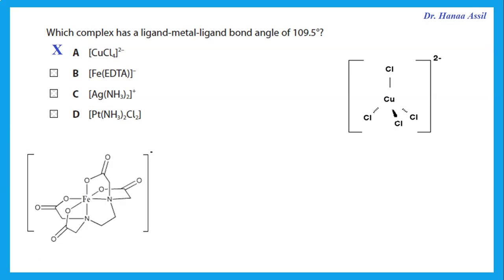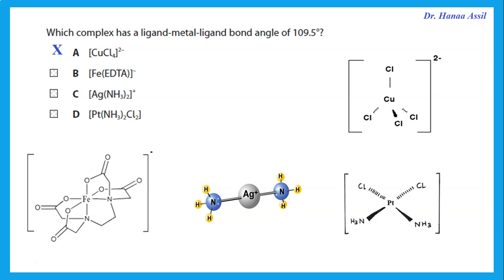What about the EDTA? We said the EDTA is a hexadentate. It forms 6 dative bonds, so this is how they are arranged. So it would be an octahedral structure. The silver with 2 ammonias would be linear. Remember, I need the 2 shared pairs of electrons to be as far away from each other as possible for minimum repulsion. So this is a linear structure.